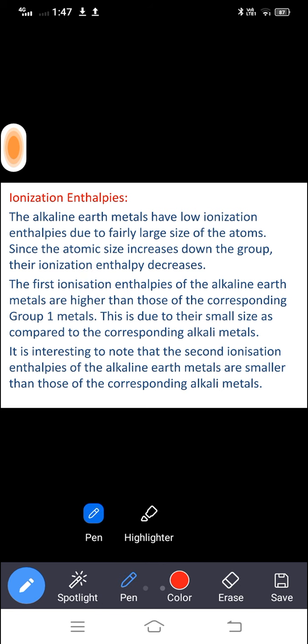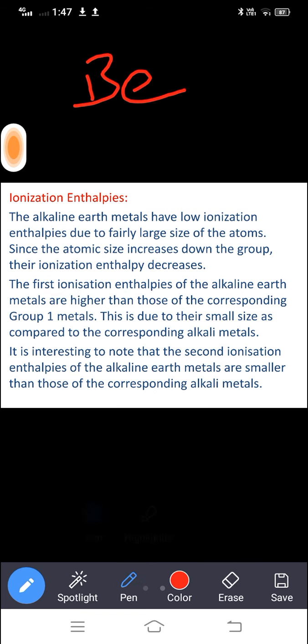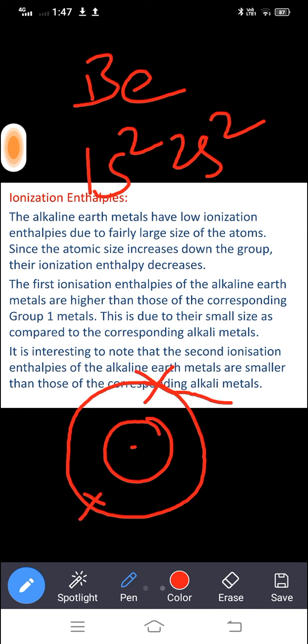But here we want to remember one more concept: first ionization enthalpy and second ionization enthalpy. What is first ionization enthalpy? For example, we take the electronic configuration 1s2 2s2. In the second shell, 2 electrons are there. When I try to remove one electron, it is very difficult, because we know the s orbital has a greater screening effect, so it will not leave the electron that easily. So it is very difficult to remove that 1 electron.